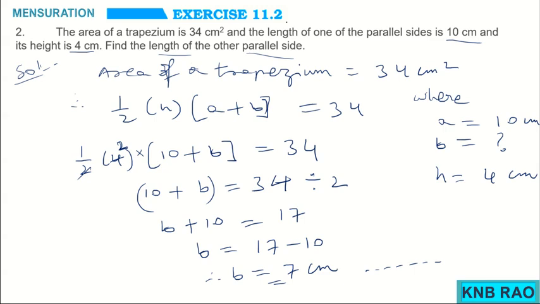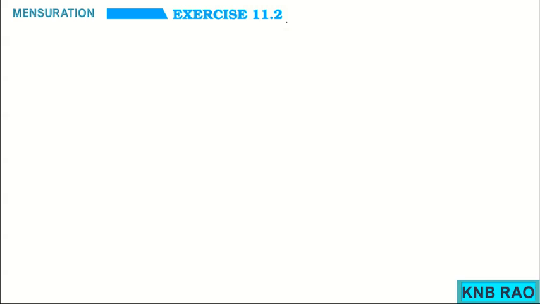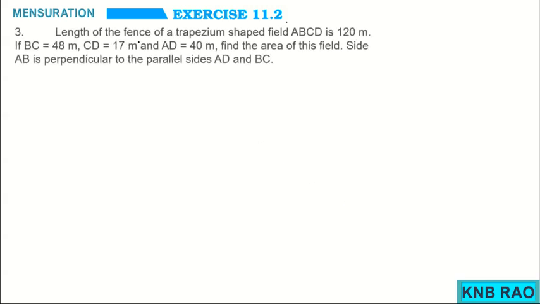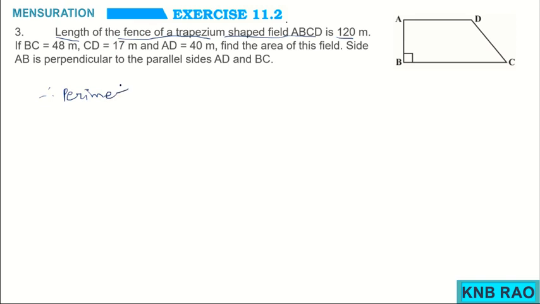Moving on to the third question. Question number 3. Length of the fence of a trapezium shaped field ABCD, here is the figure, is 120 meter. What is the meaning of this? Length of the fence of a trapezium shaped field ABCD. That means, children, hint is here, the fence is always perimeter. Perimeter is given to us.